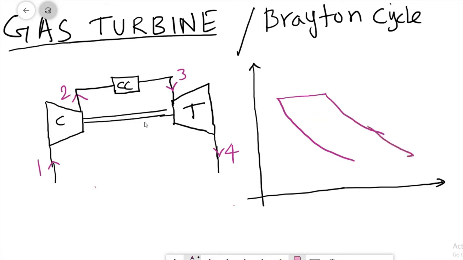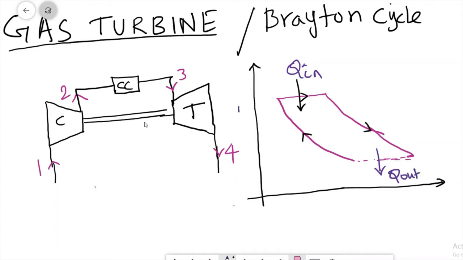Then from 4 to 1, here it is open. If it is a closed cycle, it will be connected, and that is also constant pressure heat rejection. Here is the direction. We need to note down our heat addition. That means heat is applied to the system here. Heat is supplied, so this is nothing but Q in. Similarly, here it will be Q out.